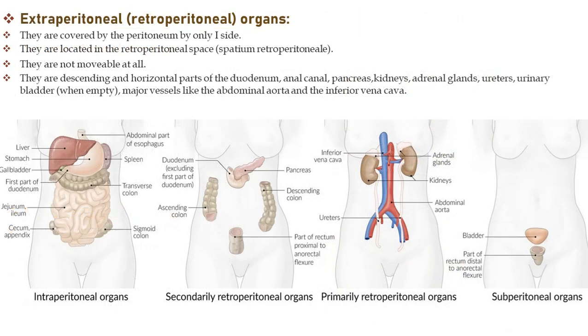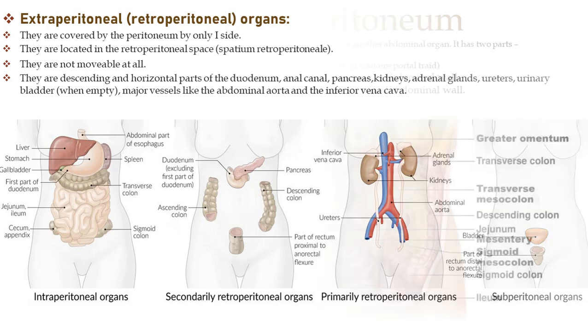Extraperitoneal organs. They are covered by peritoneum on only one side. They are located in the retroperitoneal space. They are not movable at all. They are the descending and horizontal parts of the duodenum, anal canal, pancreas, kidneys, adrenal glands, ureters, urinary bladder when empty, and major vessels like the abdominal aorta and inferior vena cava.